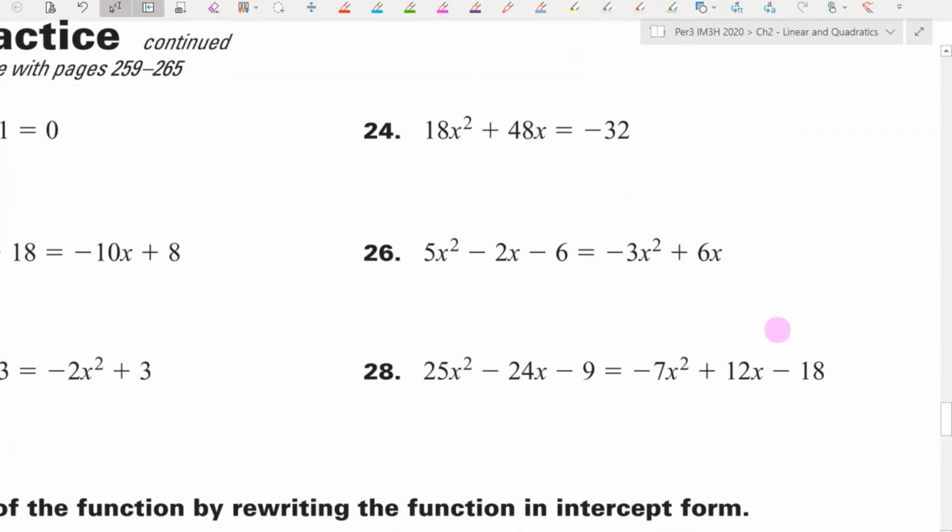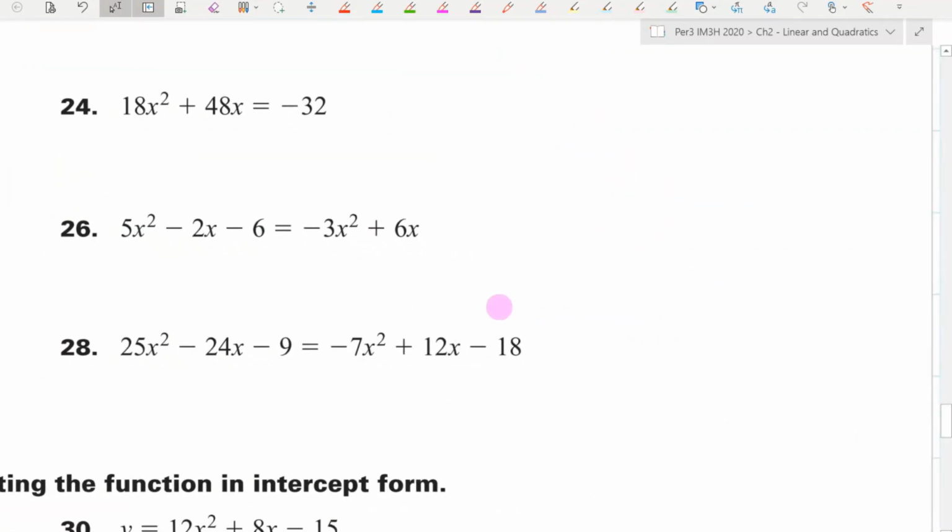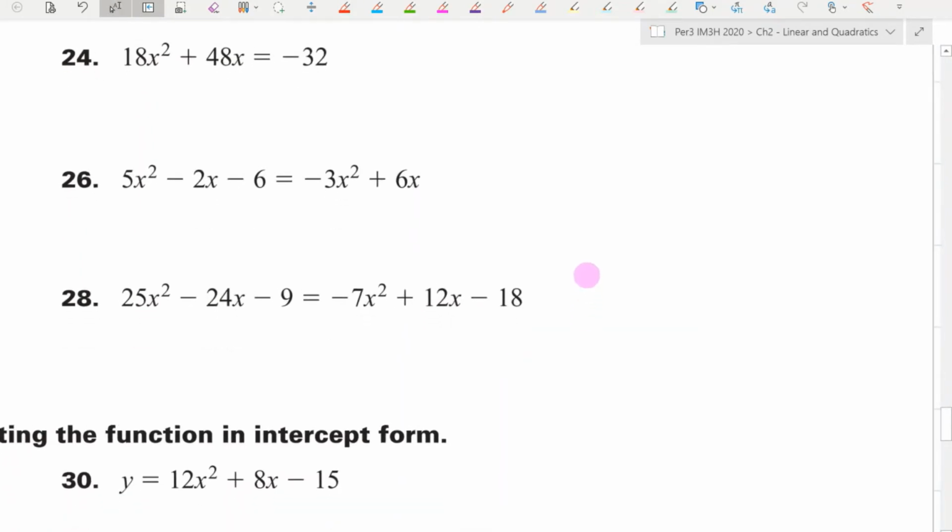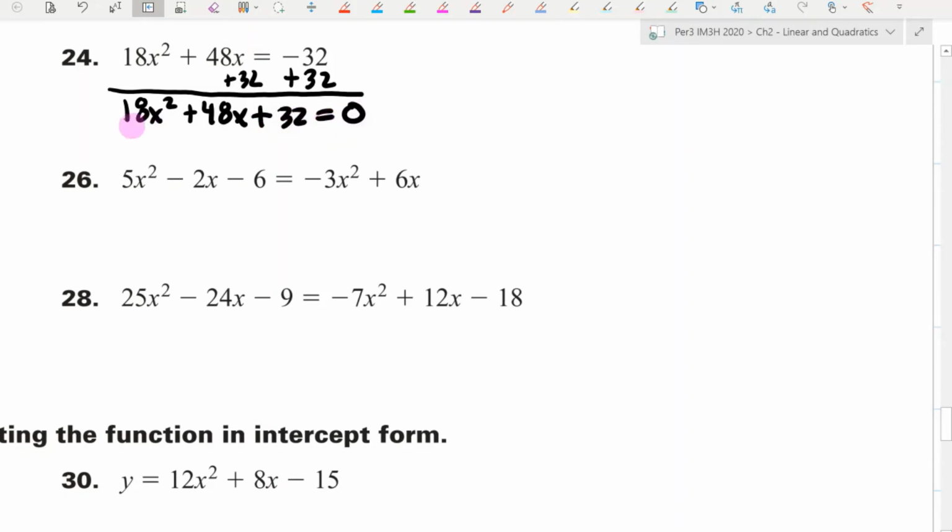again, these are going to take a lot more room, so I'm going to actually space this out. You guys should probably use your own paper on this, but you need to set these equal to 0 first. So I'm going to add 32 to both sides. This gives me 18x squared plus 48x plus 32 equals 0. So these all have a number 2 in common. They're all even numbers. 4 does not go into all of them. 6 doesn't. 8 doesn't. So this is 9x squared plus 24x plus 16 equals 0.